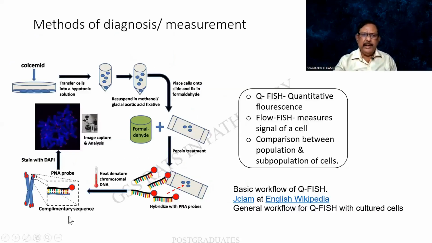And the same diagram is over here, not for repetition. What are the other methods? It can be Q-FISH, which is quantitative. Flow FISH measures the signal, but you cannot say the number of cells. And then there can be a comparison between the normal population and a subpopulation of cells. Between the neoplasia and the surrounding tissue, you will be able to study. Therefore, targeted therapy is possible, thanks to this wonderful diagram and reference from Wikipedia.